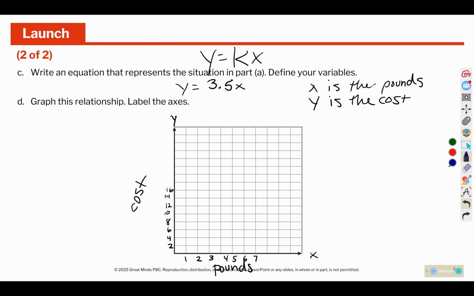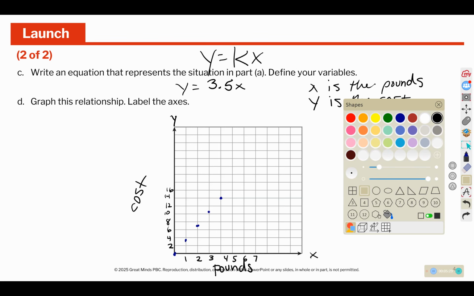So we know that 0 pounds is going to cost $0. 1 pound is $3.50. That's almost to 4. 2 pounds costs $7, which is in between 6 and 8. 3 pounds cost $10.50. 4 pounds was $14. And then we're going to draw a line through those.